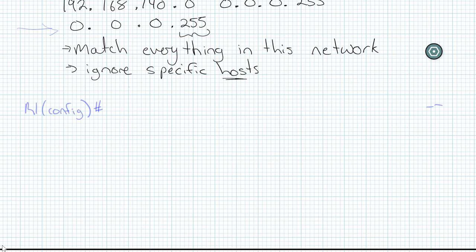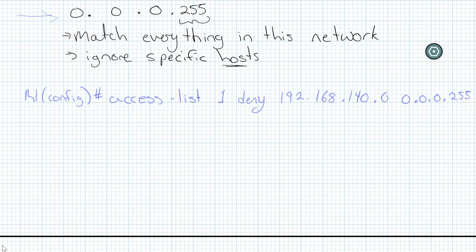So in global configuration mode, we would write access-list, the access list that we're currently activating, deny, and we would do 192.168.140.0, and then our wildcard mask, which we calculated earlier, 0.0.0.255. The next thing we would need to do, because we blocked access to that network, is simply allow access to all other traffic.